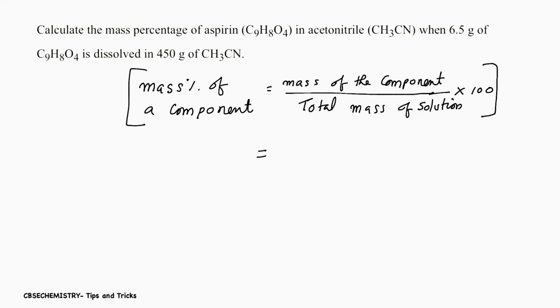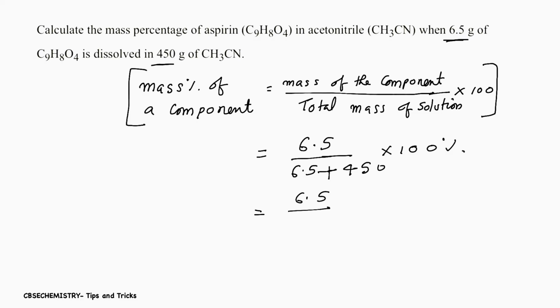Okay, so here what is the component or what is the solute here? It is aspirin, right? And what is the mass? Mass is 6.5 gram. So 6.5 by total mass. Total mass means what? Mass of the solute plus mass of the solvent. Solvent is what? See, acetonitrile, 450, into 100 percentage. Okay, so you will be getting 6.5 by 456.5 into 100 percentage. On calculating, you will get 1.42 percentage.